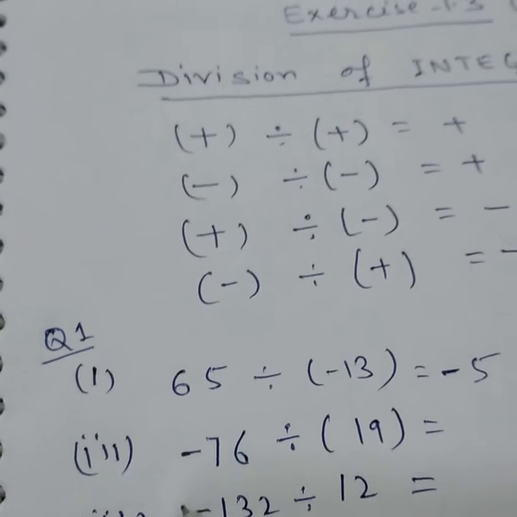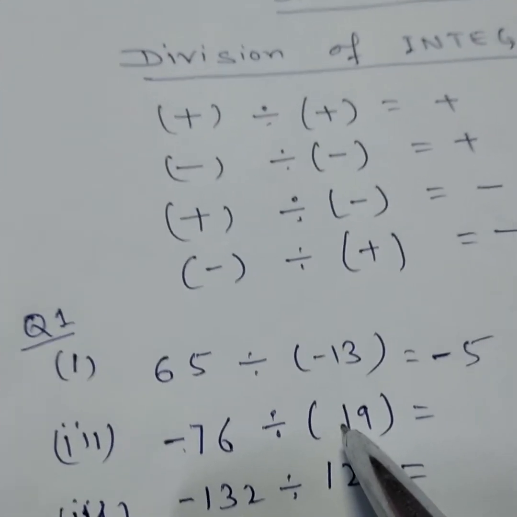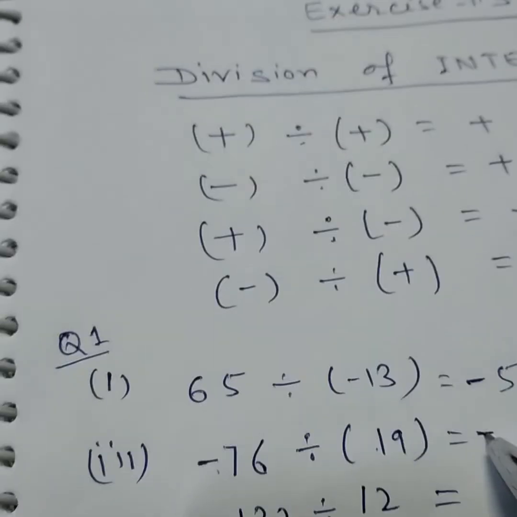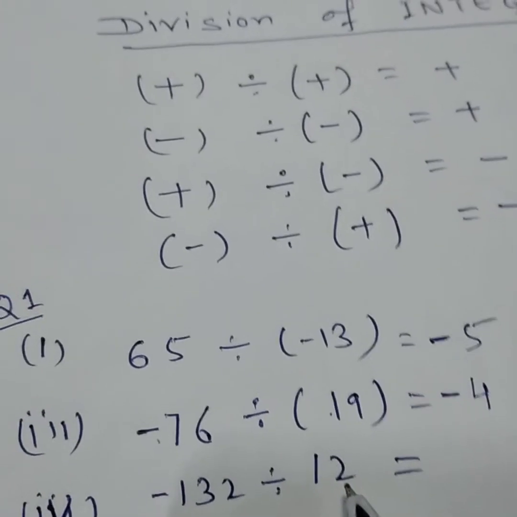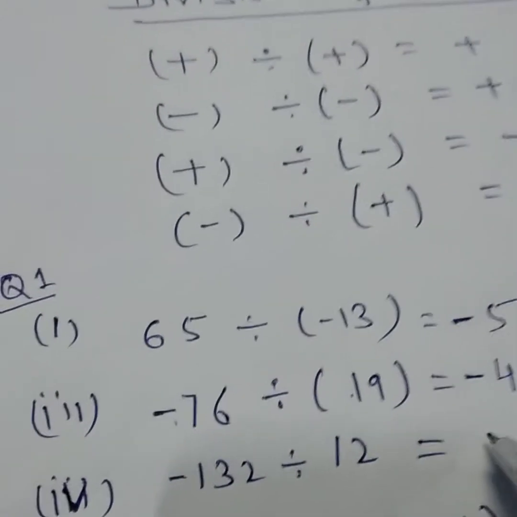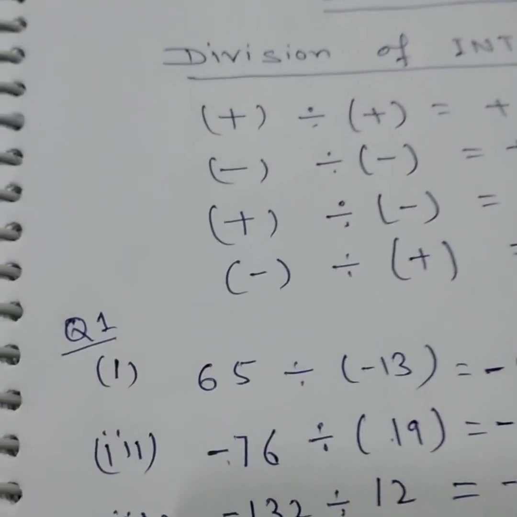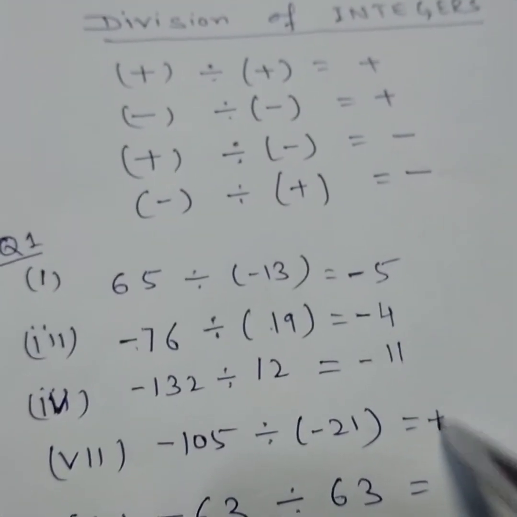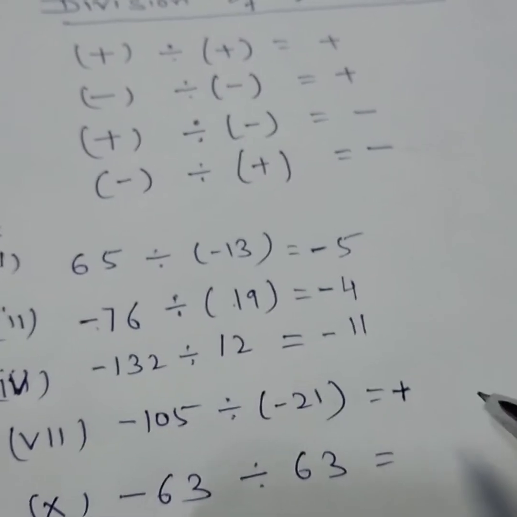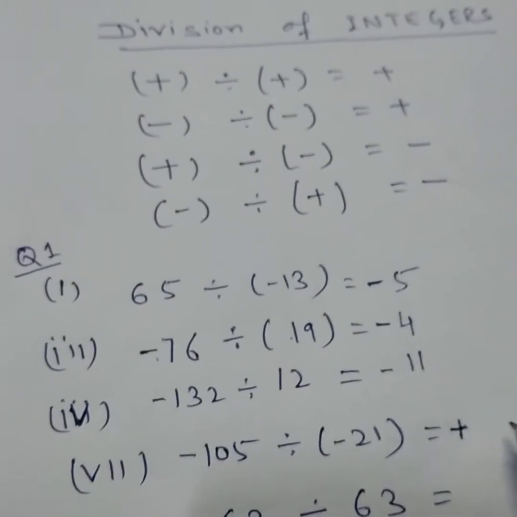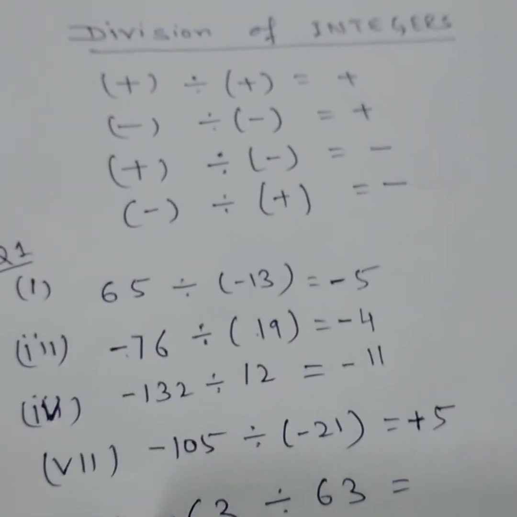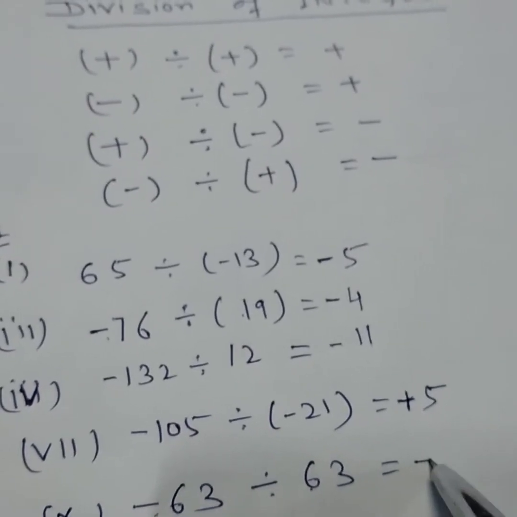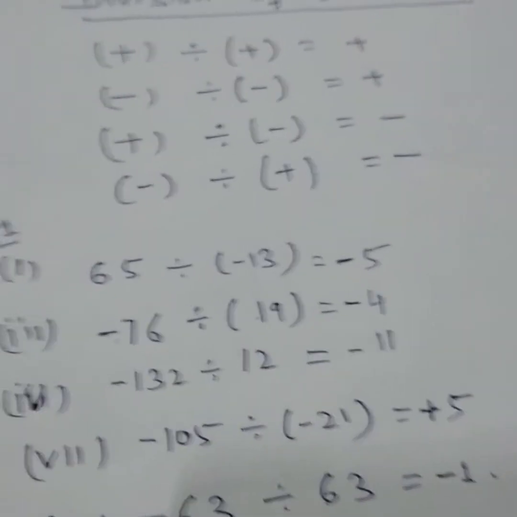Same condition, children, here minus and plus, it will come minus 4. Here minus and plus, here also the same, negative 11. Now here both are negative, then it will come positive, and there is no need to write the sign. Understand? Then this one is what? 5, positive 5. Here 63, negative divided by positive, so negative, and 1.